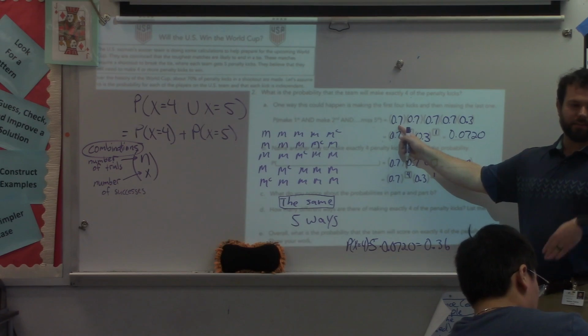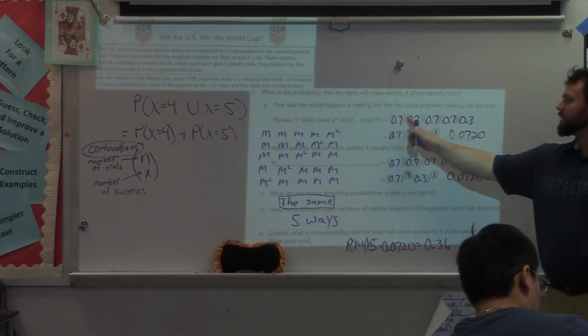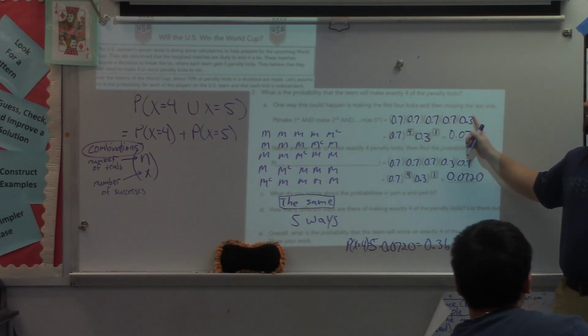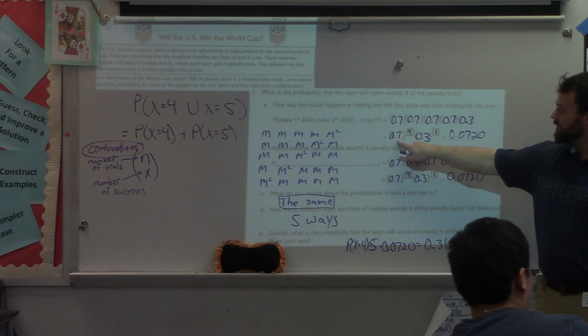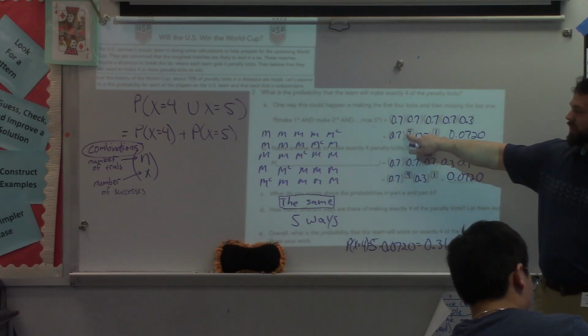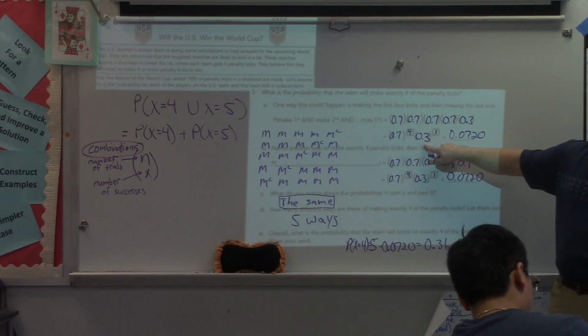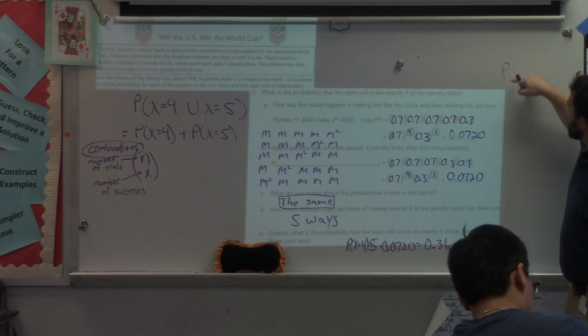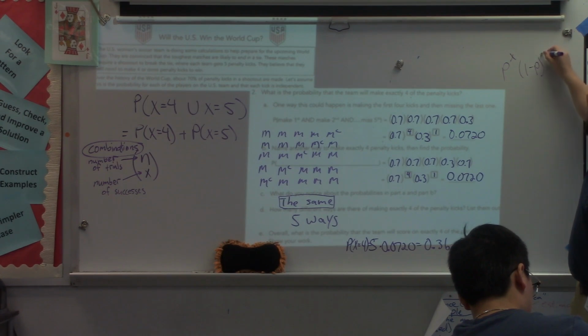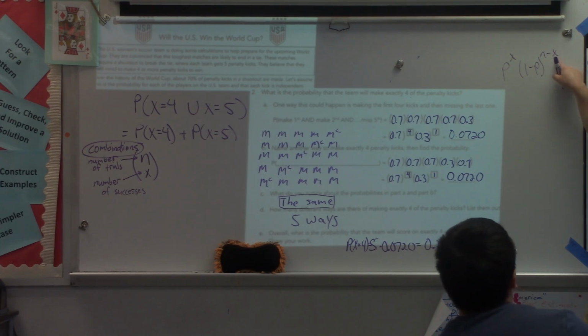Notice, what's 1 minus P then? Probability of failure. So probability of success to the 4th, because that's how many successes we want, times the probability of failure to the number of failures. I think it says N minus X, doesn't it? Yes. Because if I take my number of 5 trials minus 4 successes, I'm left with my failures.